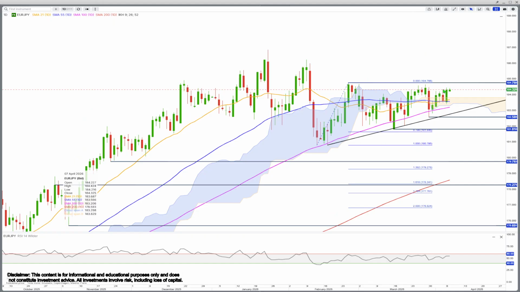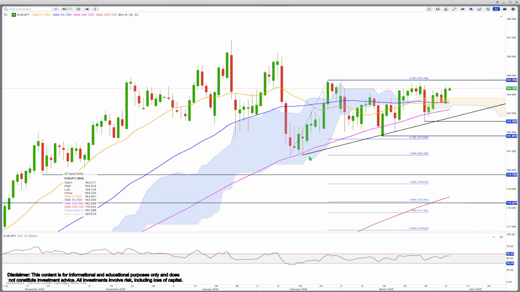The euro yen is still forming this ascending triangle-like pattern here. You can see the lows here are ascending, they're rising, and the move up here is virtually flat, just below 184.75 to 184.80. So that is what it needs to break out of.